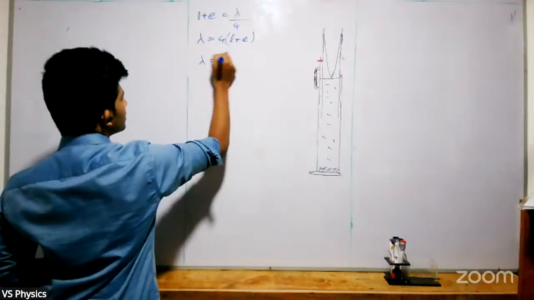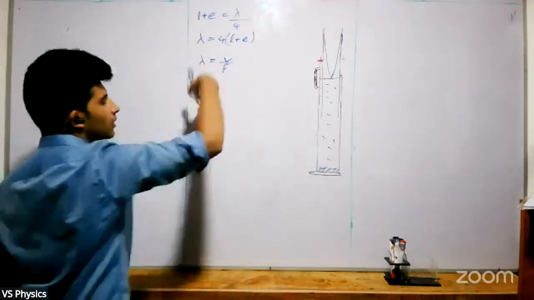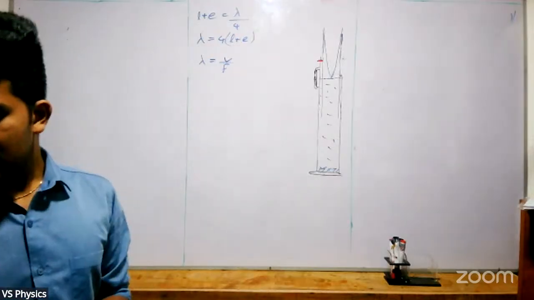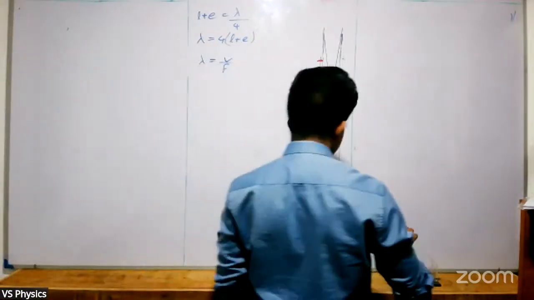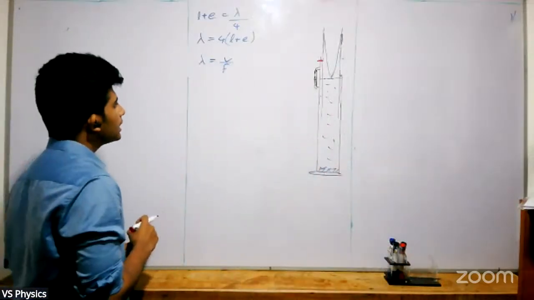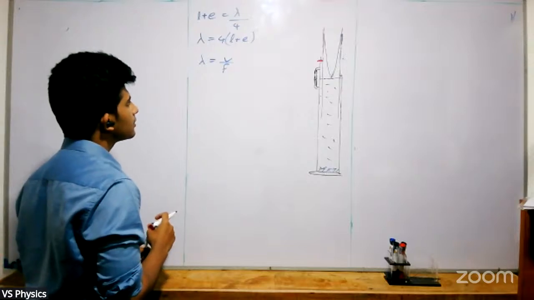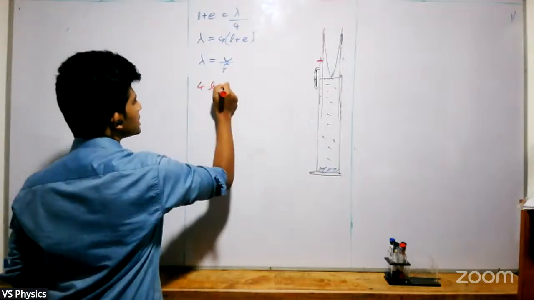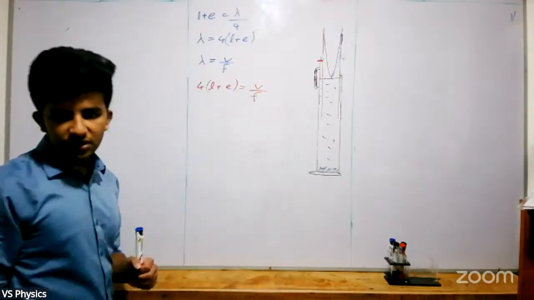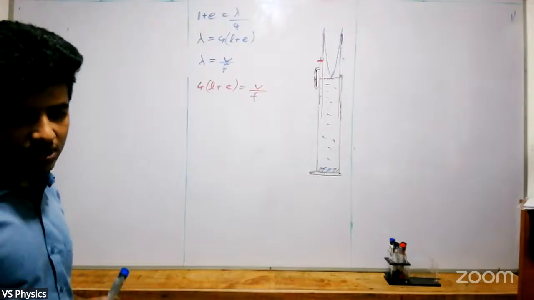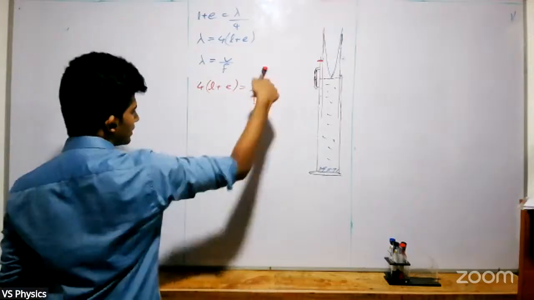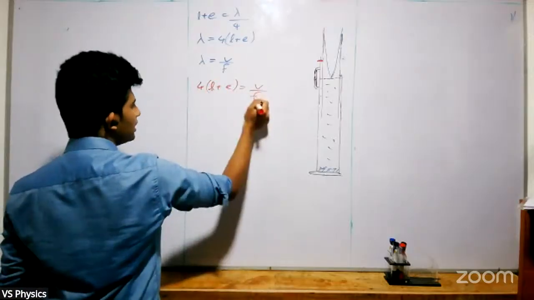We get lambda equals V over F. How did we get that? We got it from V equals F lambda. So we can write 4(L plus E) equals V divided by F. What are we trying to draw the equation for? We are trying to draw the equation for the L versus F graph, the proportionality between L and F.